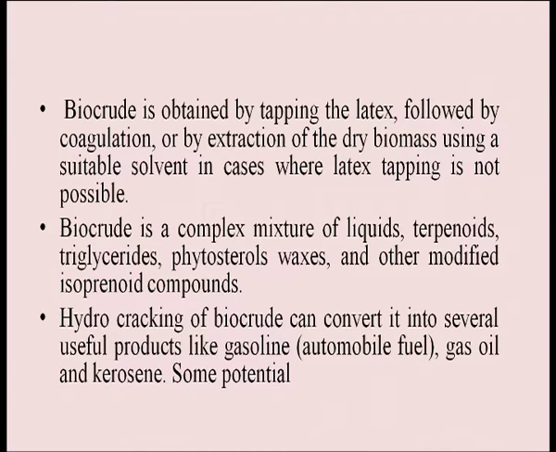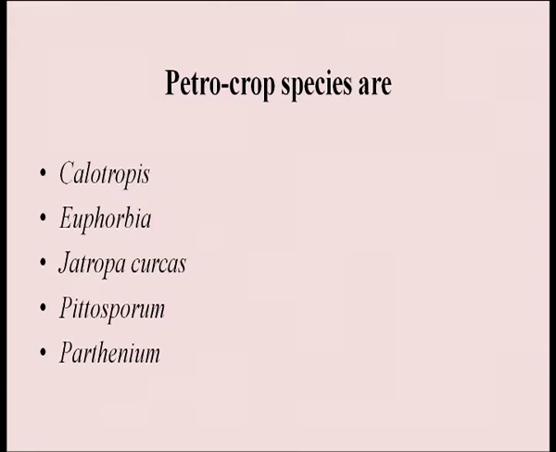Hydrocracking of biocrude can convert it into several useful products like gasoline, which is an automobile fuel, gas oil and kerosene. So, some of the petrocrop species are Calotropis, Euphorbia, Jatropha curcas, Pittosporum and Parthenium.